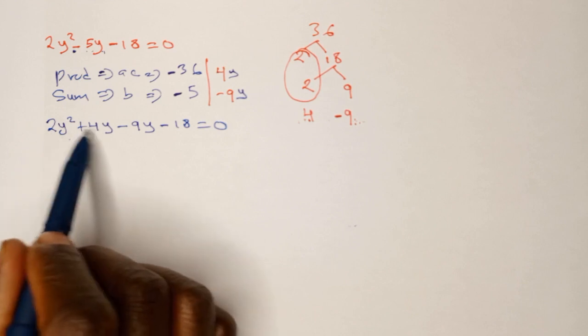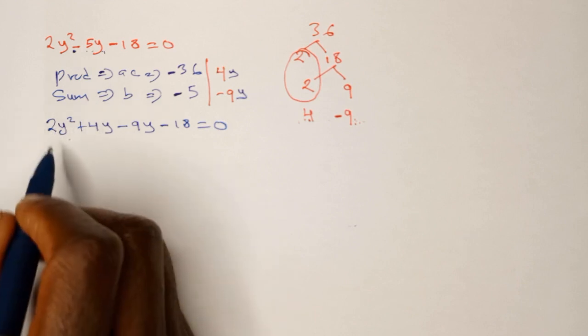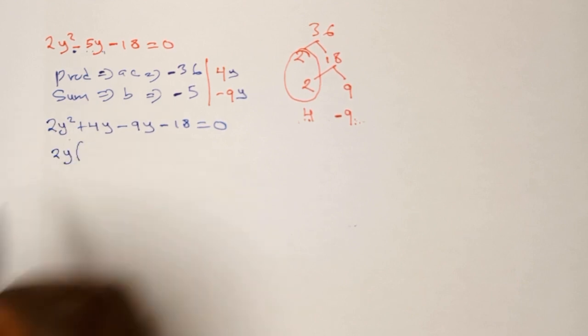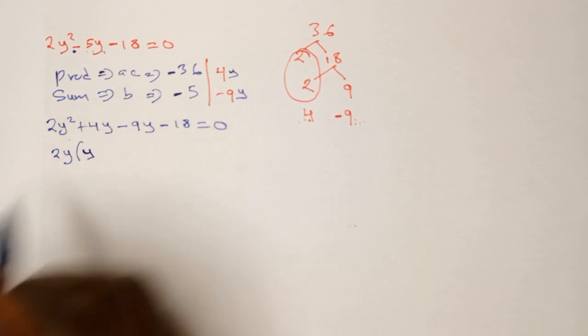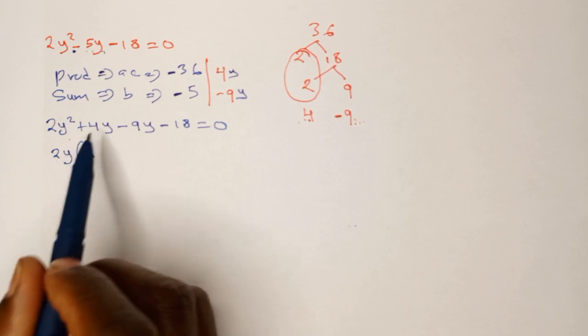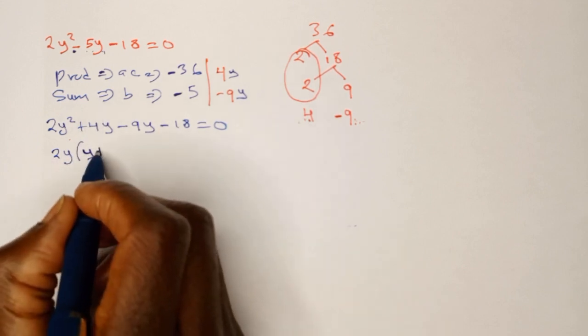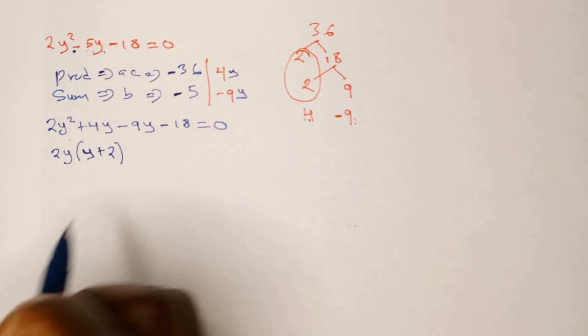So check what is common between these first two. So that will be 2y. Factor it outside. So 2y goes into 2y squared how many times? It goes there y. Then next 2y goes into 4y how many times? It goes there plus 2. Come to the next one.